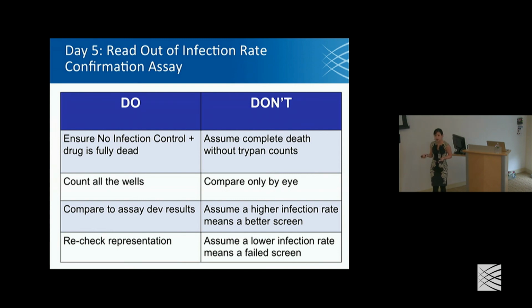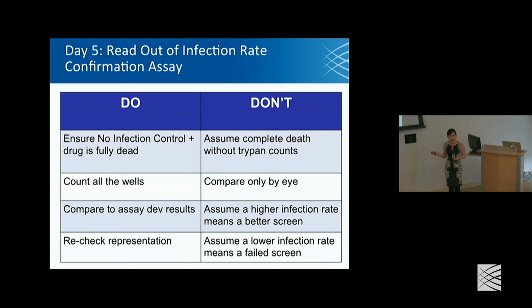The other thing you want to do is more than just a comparison by eye. You want to count each well. Of course, you'll look at the wells under the microscope, and you'll see that they're about 50% or so, but you don't really know that for a fact until you actually count these wells physically and compare the numbers together. You then want to compare your answers to your assay dev results, and they should pair up pretty well, within 5 to 10% of what you got for assay dev. Keep in mind, though, that if you have a higher infection rate, this does not actually mean that you have a better screen. Likewise, if you have a lower infection rate, it doesn't mean that your screen has failed either.